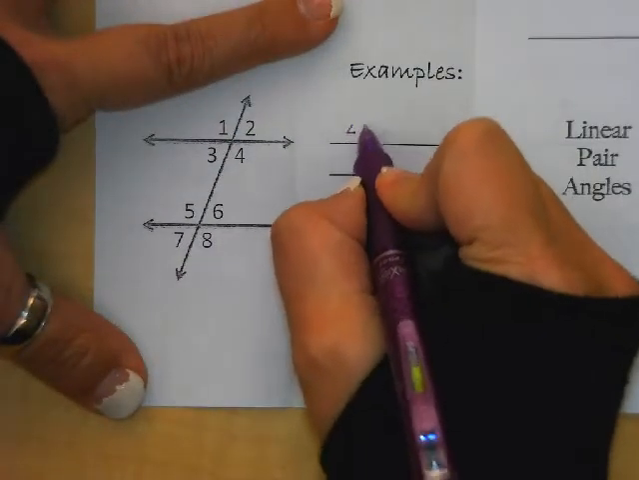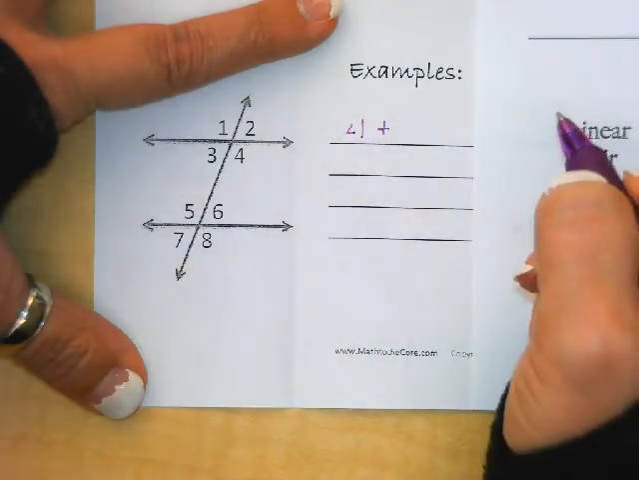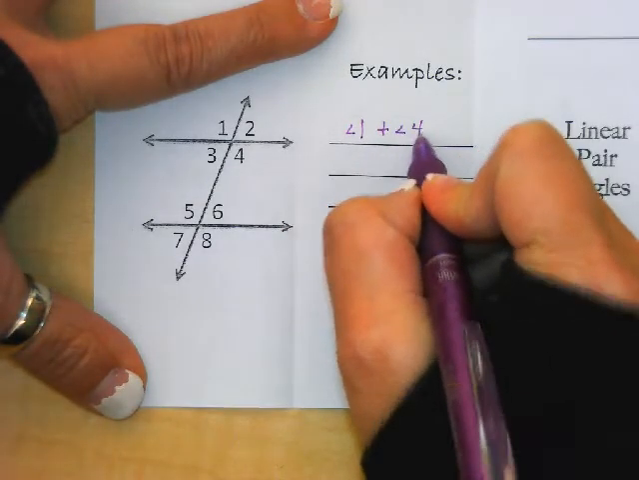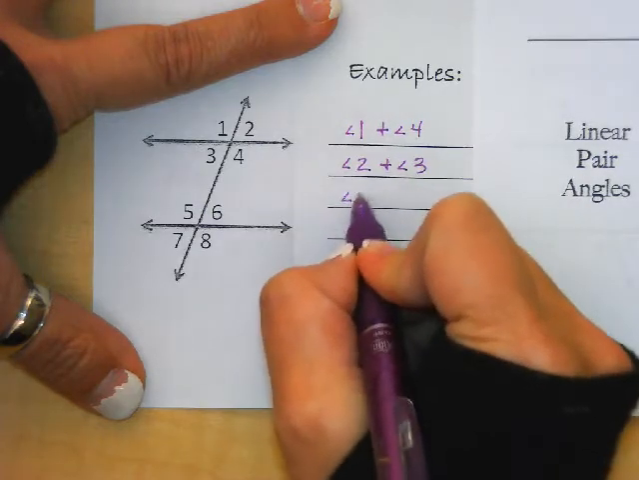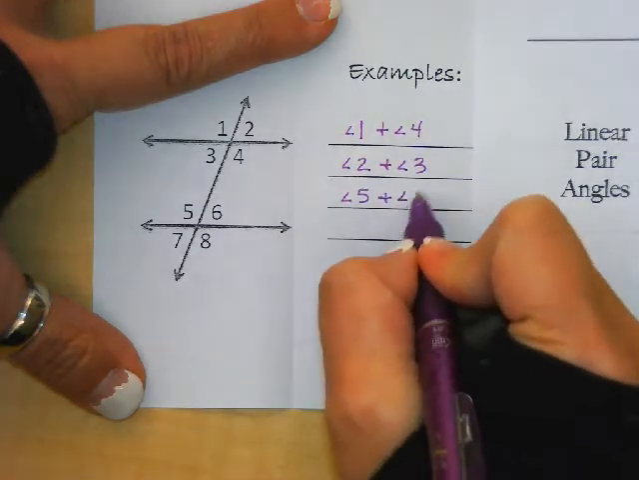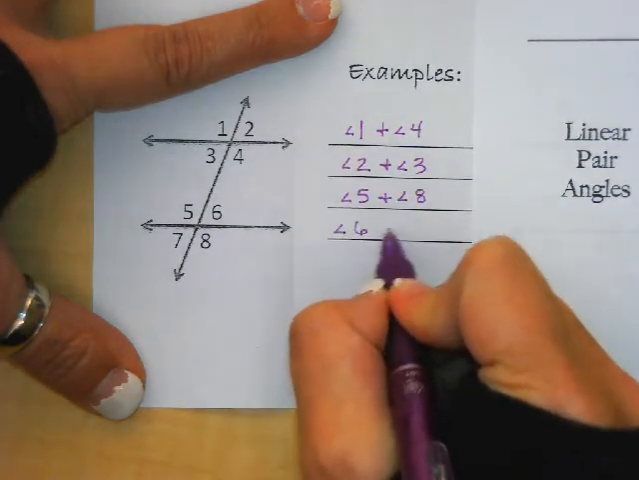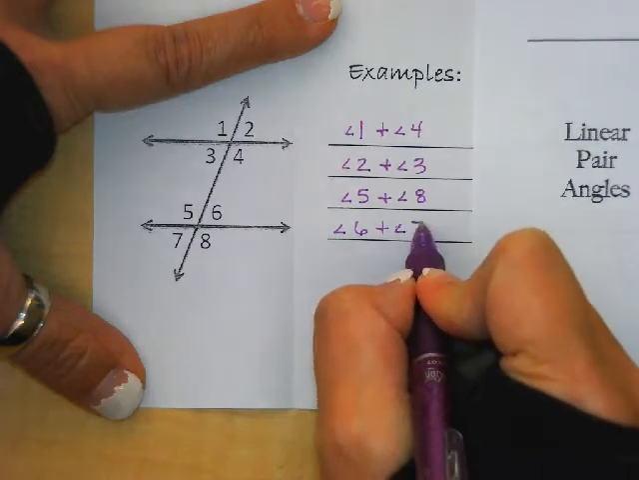What if I started with angle 1? Angle 1 and angle 2 and angle 5 and angle 6 and angle 7.